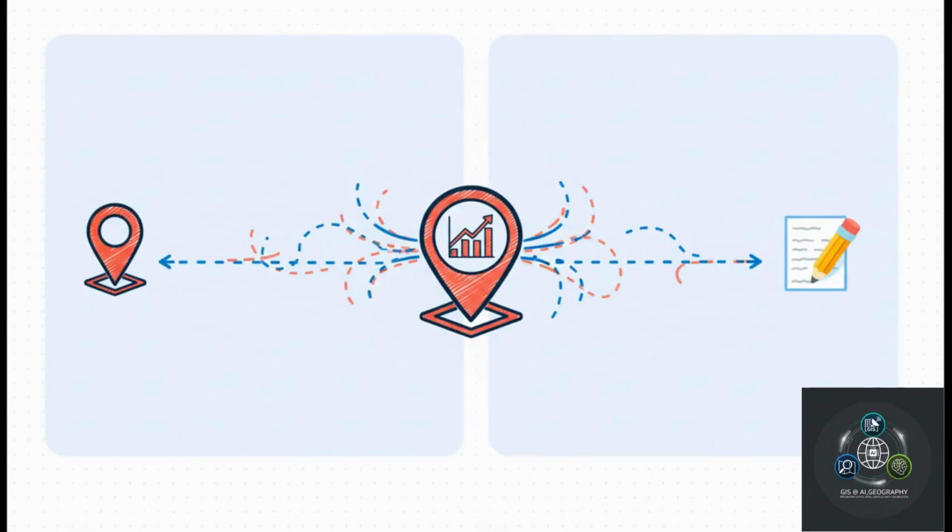And this is how it works. You've basically got two pieces to the puzzle. On one side, you have the location data. This is just the where. The GPS coordinates, the street address, simple. But then you have the descriptive data. This is the what. What is at that location? Is it a coffee shop? What's the population? What's the temperature? GIS is the magic bridge that connects the where with the what.